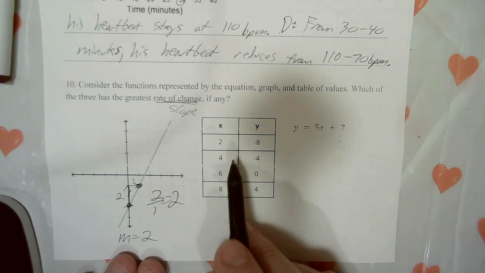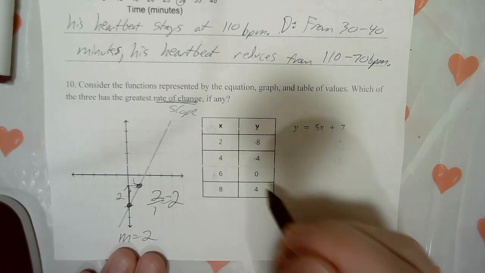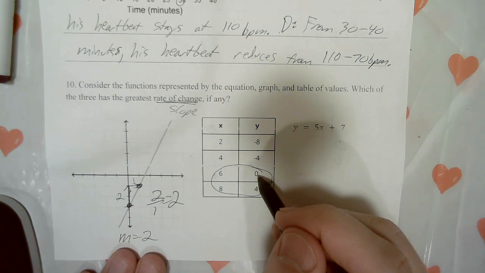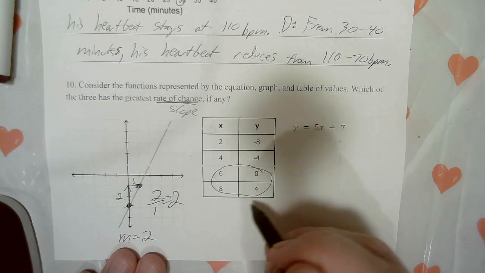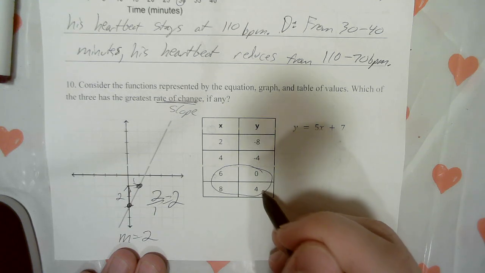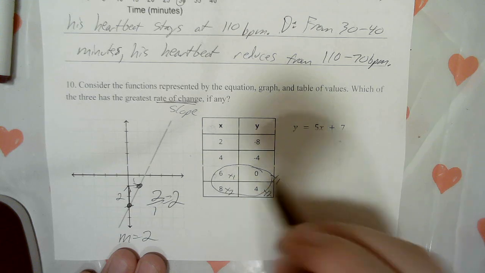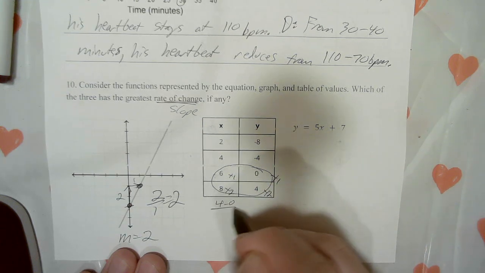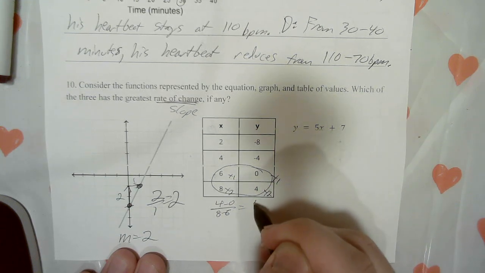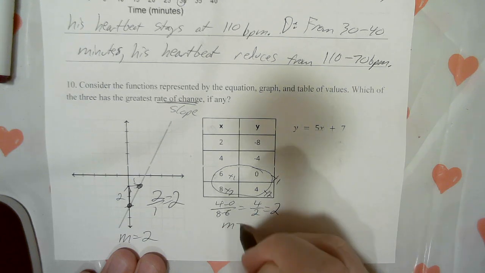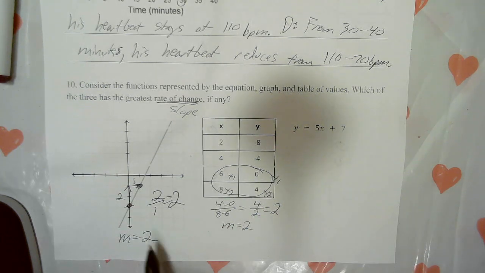For a table, I need 2 points. Any 2 points you want to use. I will use these 2 points. Okay? 4 minus 0, because I've got my y values. y2 minus y1 over x2 minus x1. 4 minus 0 over 8 minus 6. 4 over 2 is 2. M equals 2. So far, same slope.